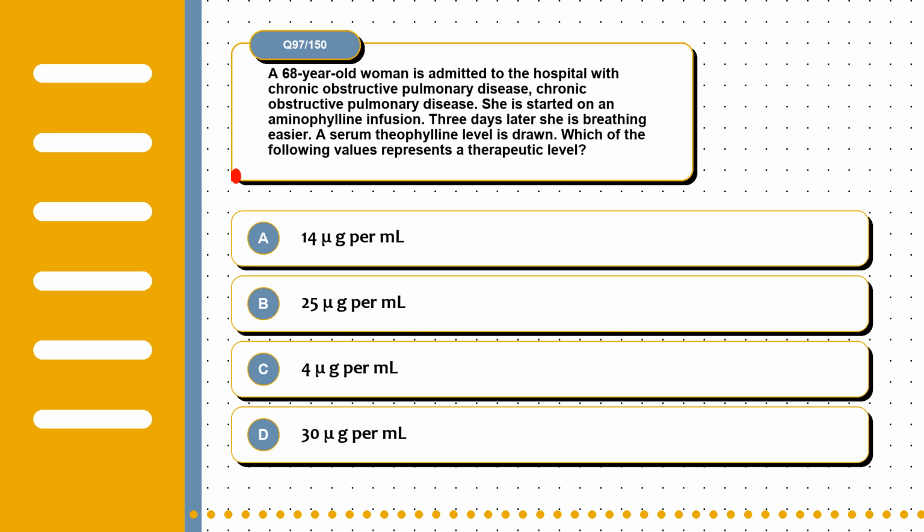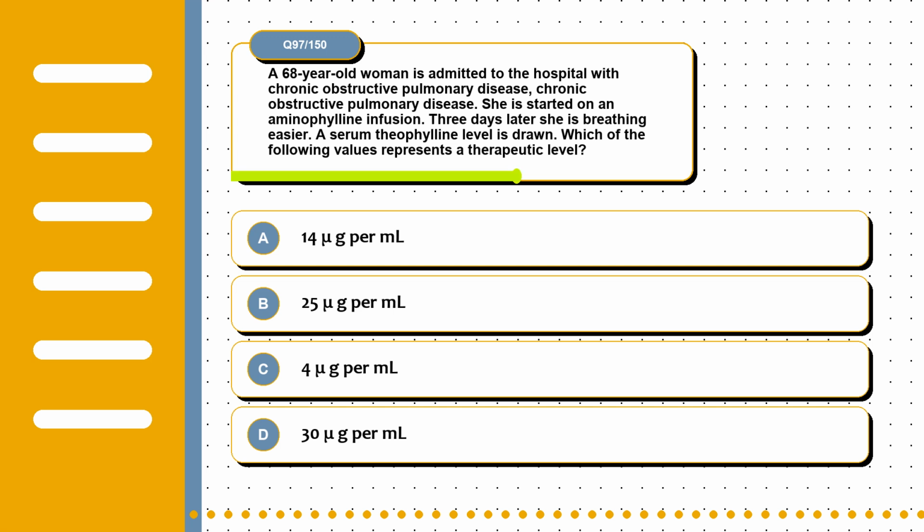Question 97. A 68-year-old woman is admitted to the hospital with chronic obstructive pulmonary disease. She is started on an aminophylline infusion. 3 days later she is breathing easier. A serum theophylline level is drawn. Which of the following values represents a therapeutic level?